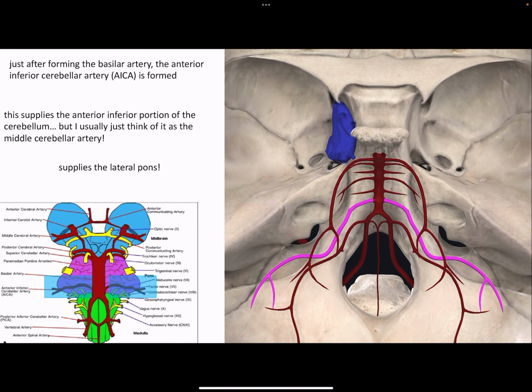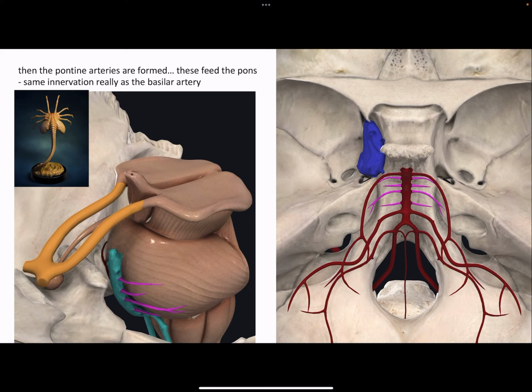Where we continue up, we have the basilar artery, and then shooting off the basilar artery are the pontine arteries. So here we have the basilar artery, and here we have the pontine artery. They're both going to be supplying the medial pons for the most part. And again, this geography is really important so that you can identify what the stroke symptoms will be.